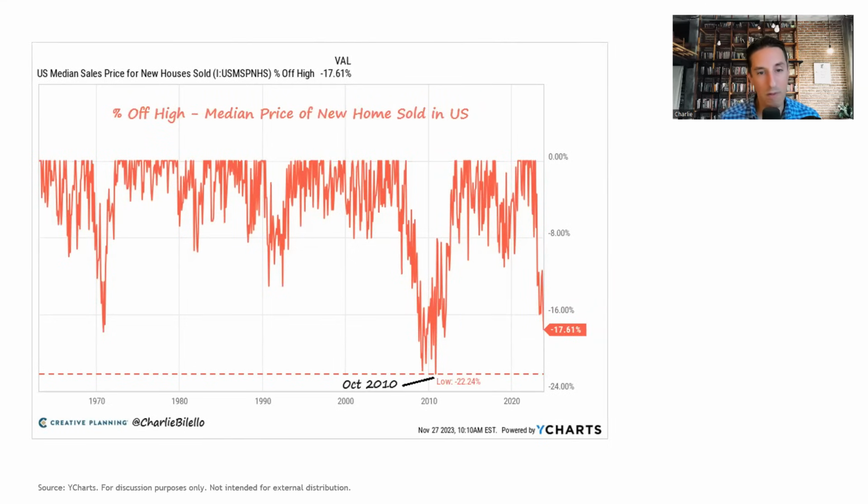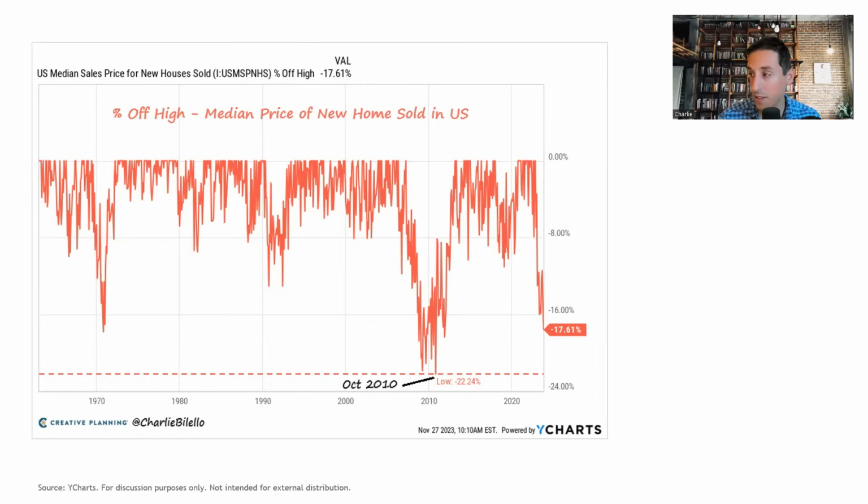The median price of a new home sold in the US is now down a little over 17% from its peak. And if we look at the last housing bubble, we saw a 22% decline. So a pretty sizable decline so far in terms of the median home price. And what's driving this? Why is it going lower? Well, there are two big factors.